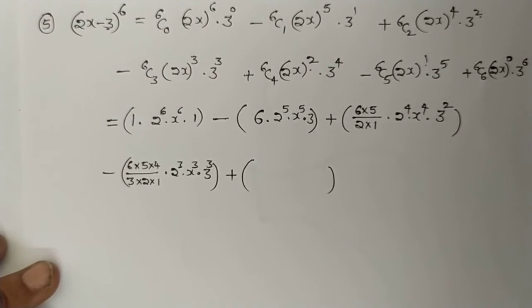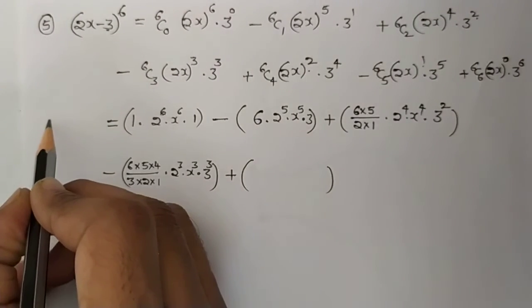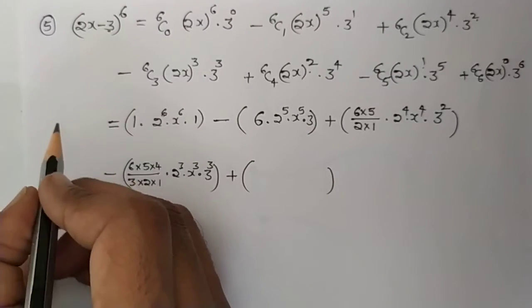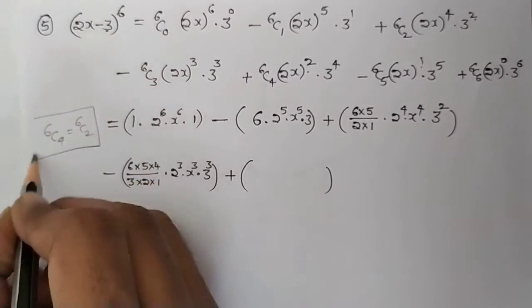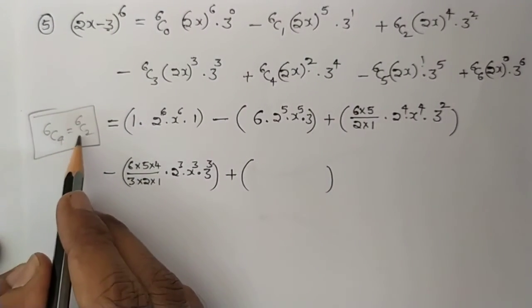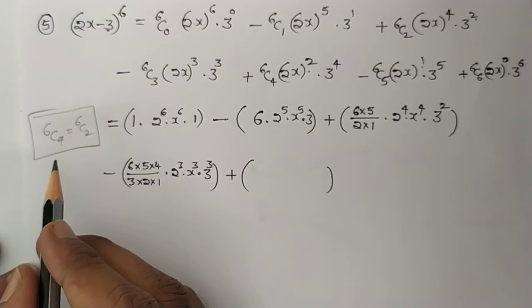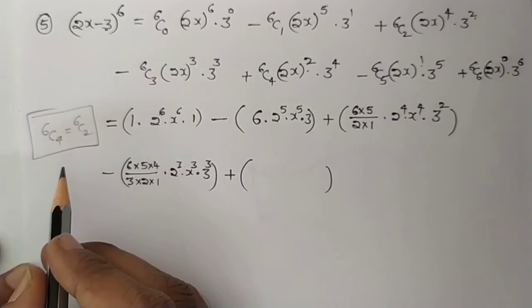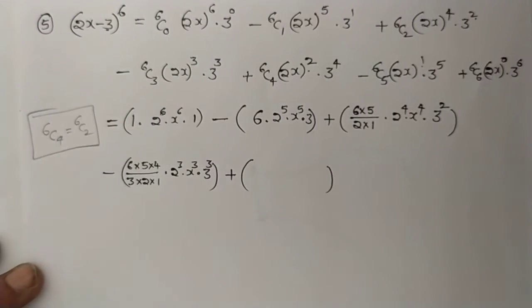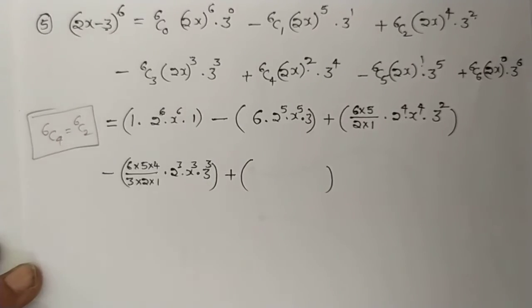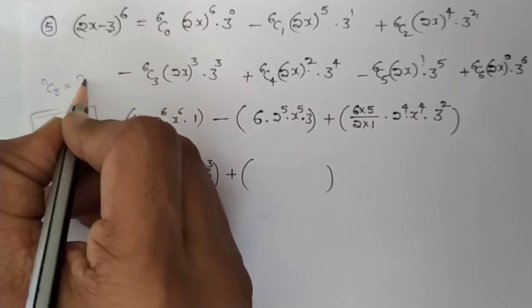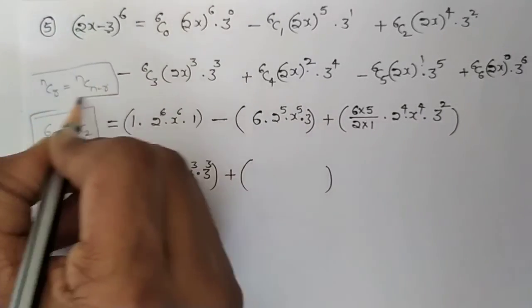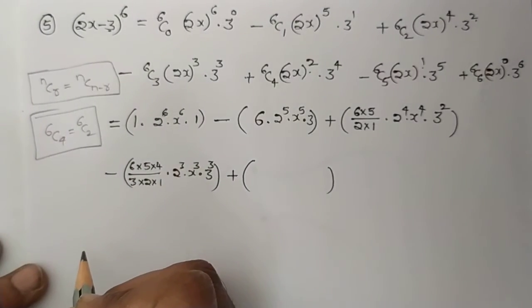6c4 can also be written as 6c2. See in the combinations, I think you already know this. We have the formula that nCr equals nC(n minus r). So this formula you have already learned.